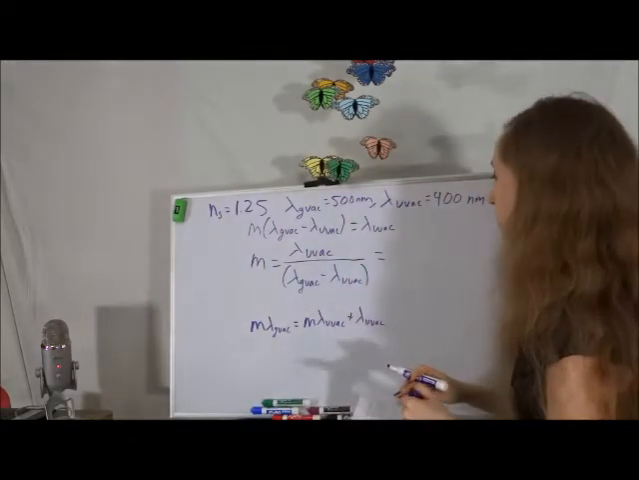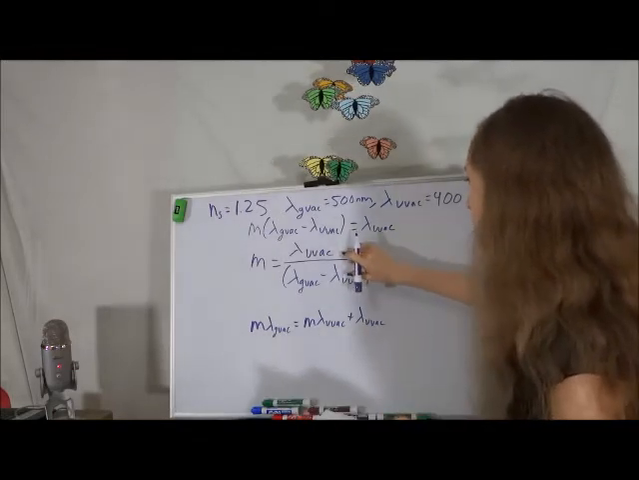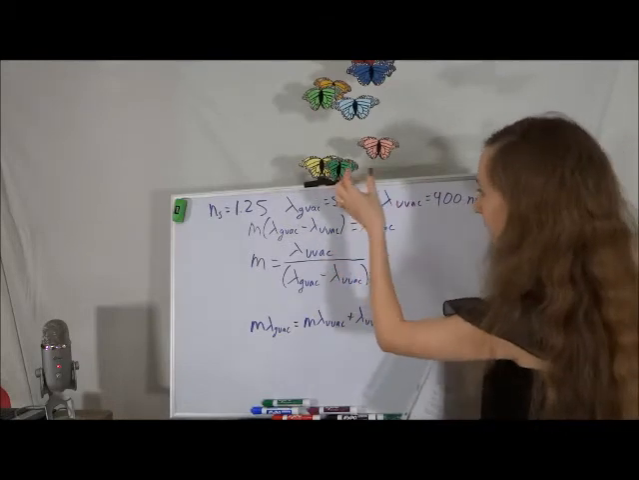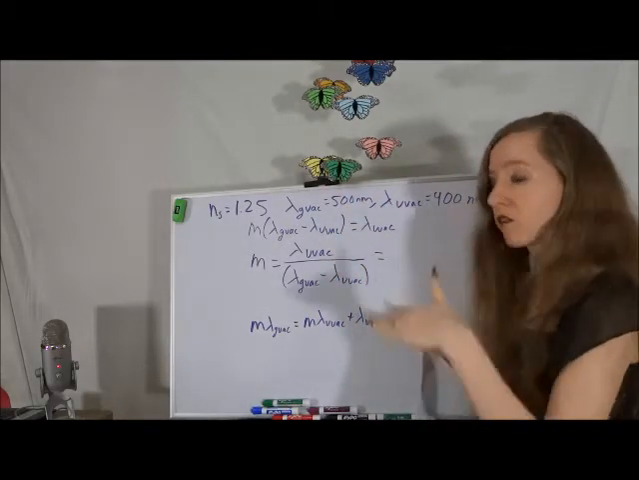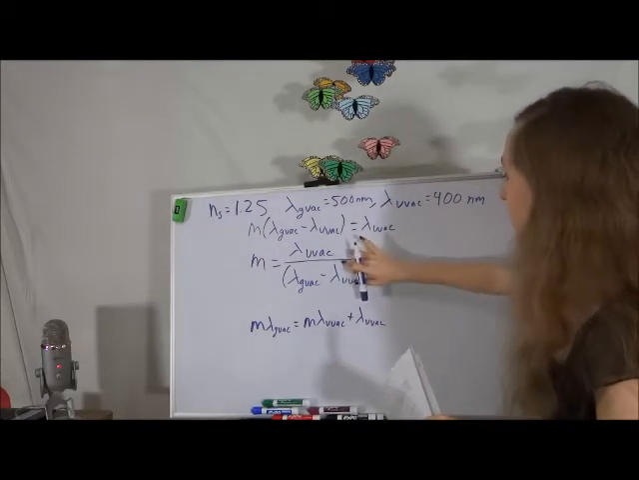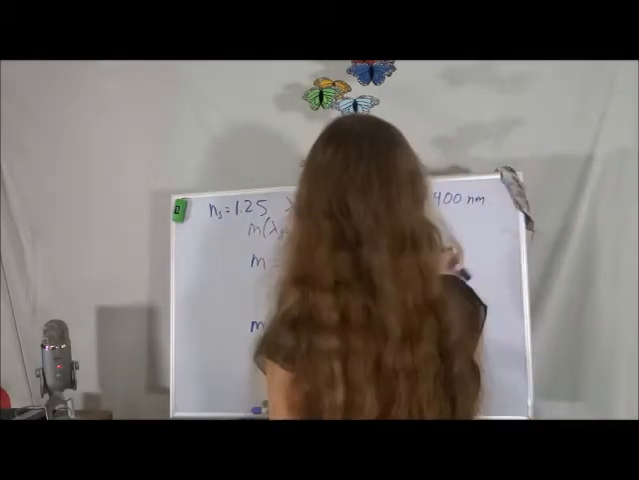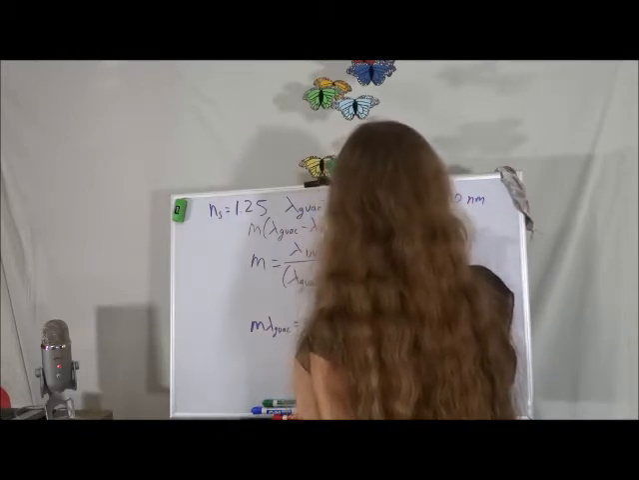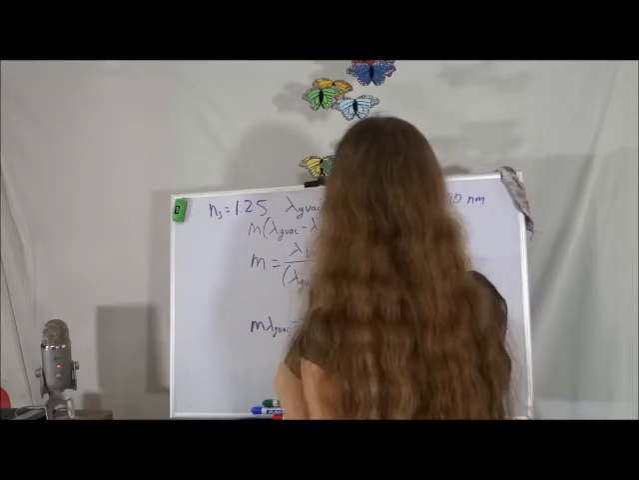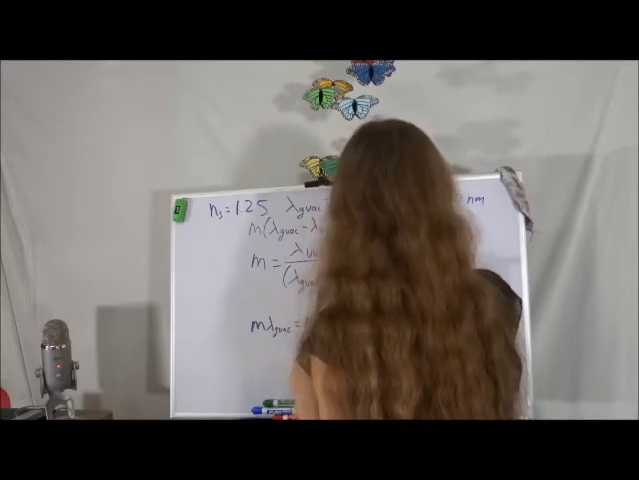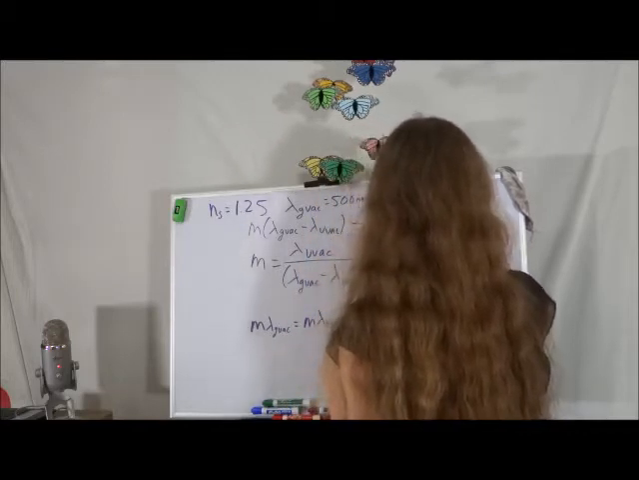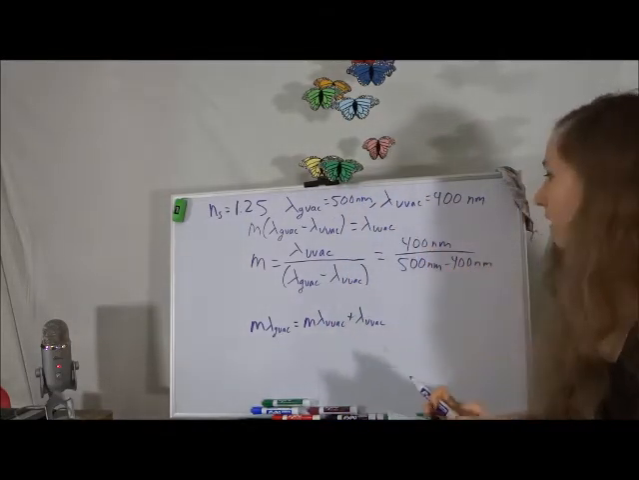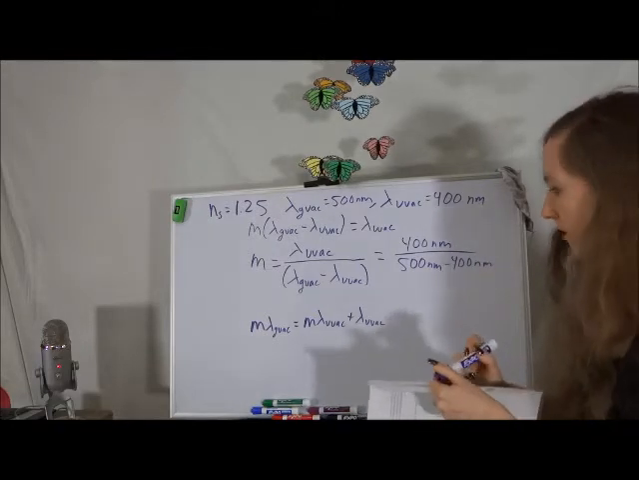Now we're going to plug in our values. Note that the numerator and denominator have the same units, and the units are going to cancel. In this particular instance, I'm going to leave it in nanometers, but I could have converted to meters. Since the units cancel, it doesn't matter which one we use. So we're going to have lambda V vac, that's 400 nanometers, divided by 500 nanometers minus 400 nanometers. Well, if we have 400 over 100, that's going to leave us with m equals 4.